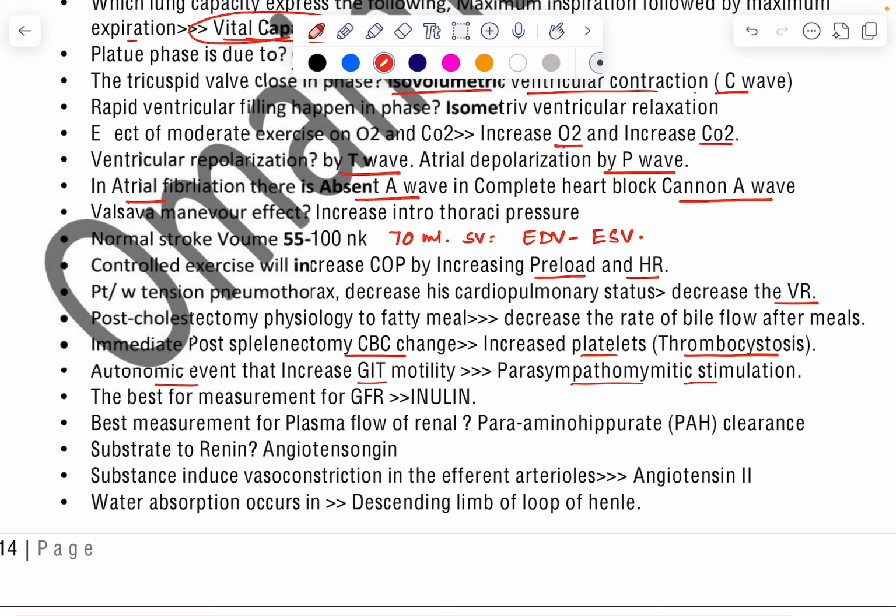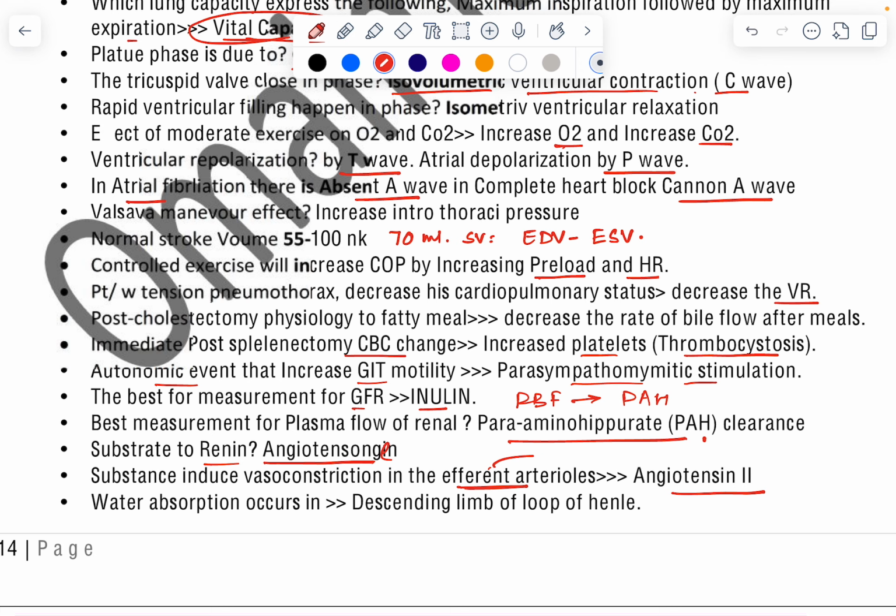The best measure of GFR is inulin, and renal blood flow is measured by para-aminohippuric acid. The substrate for renin is angiotensinogen. The substance that induces vasoconstriction is angiotensin 2, mainly on the efferent arteriole.